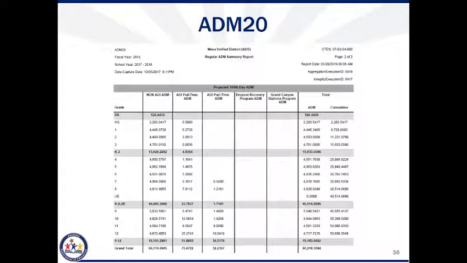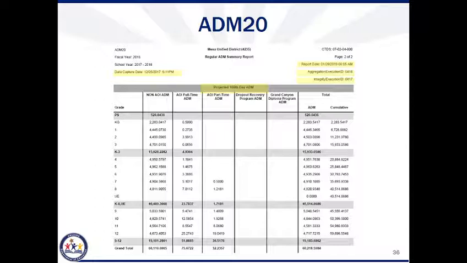So we have the second page of the ADM 20, and it has all of the same information. It has the report date, it has the data capture date that we're looking at, and it has the aggregation execution ID. And again, it was 6418 that we were matching to the ADM 15. And then on the second page, you'll see this is the projected 100th day. At the time that I pulled this, this particular LEA had not yet passed their 100th day, so the report will show projected 100th day ADM until they reach their actual 100th day.